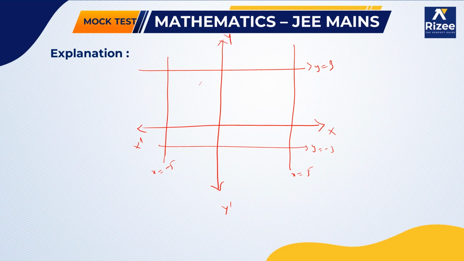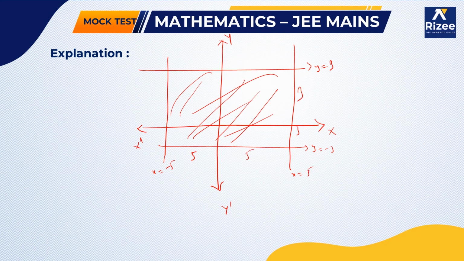Area is simply 6 into 10, 60. But he is asking A by 10, where A means area, 60 by 10 is equal to 6.